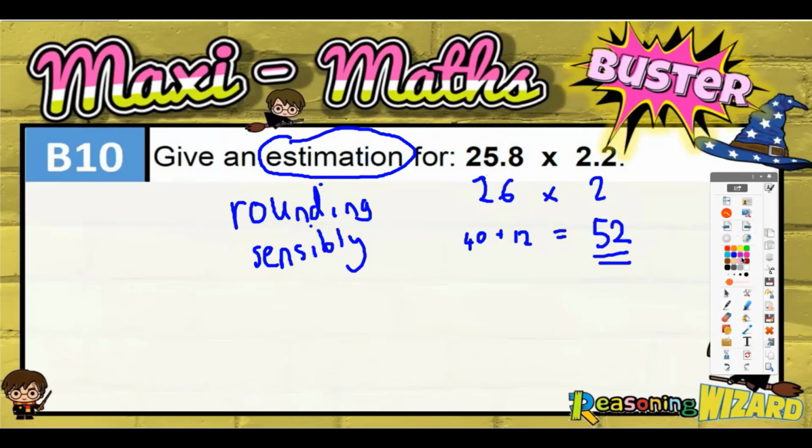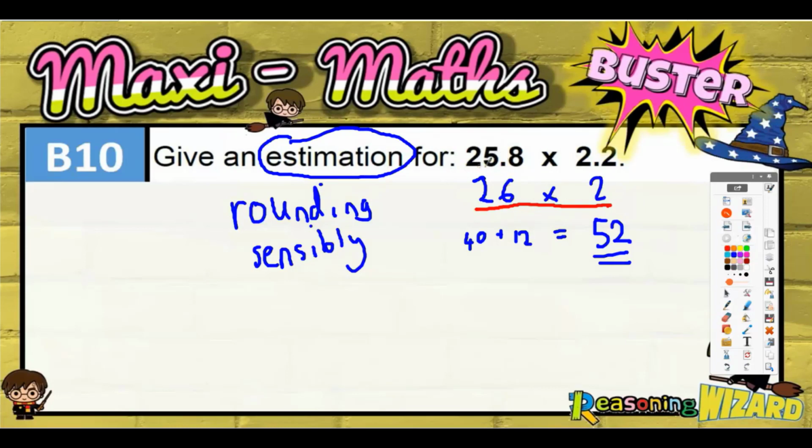Now, that isn't the only answer that would be accepted. You definitely need to show the values that you're using. So I've shown the answers that I've rounded to. I've rounded to 26 and 2. However, you probably would get away with doing this.